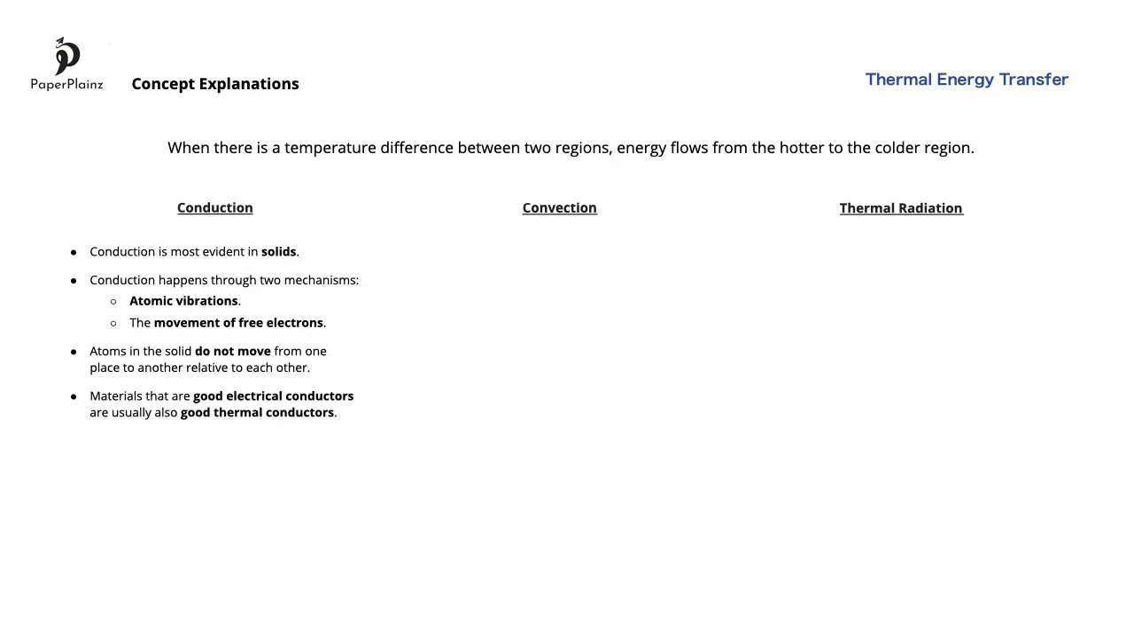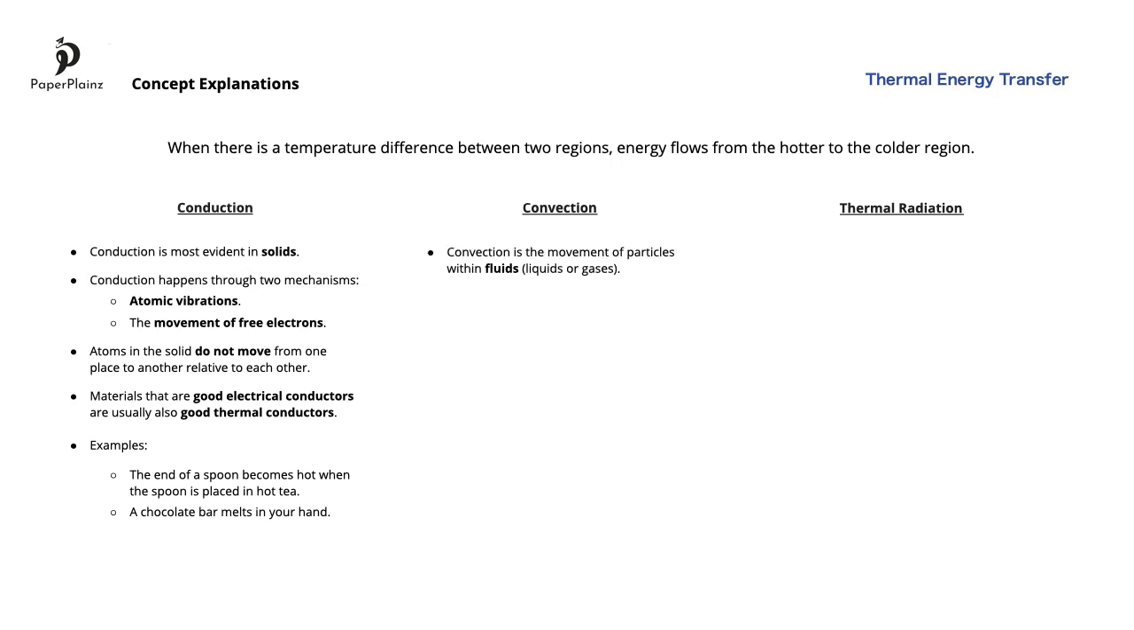Logically, materials that are good electrical conductors are usually also good thermal conductors. Examples of conduction include the end of a spoon becoming hot when the spoon is placed in hot tea, and a chocolate bar melting in your hand.